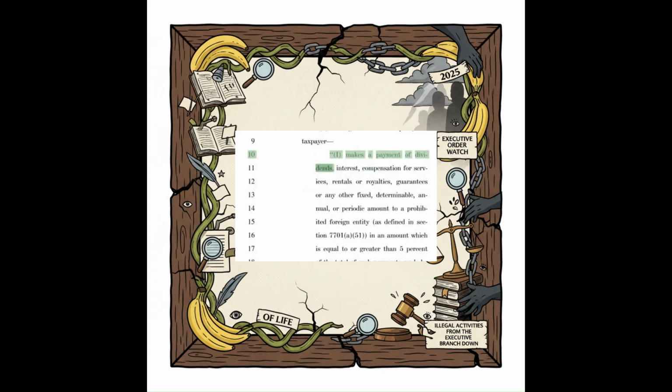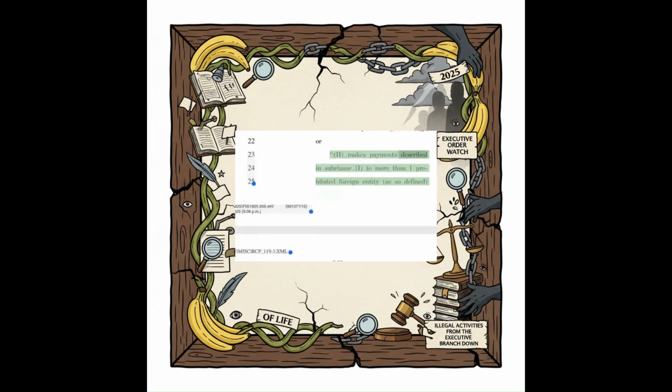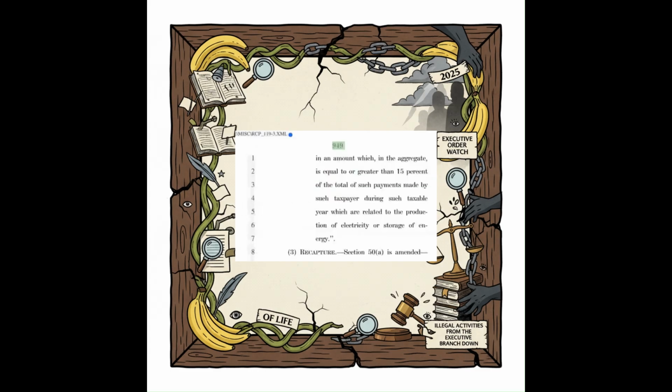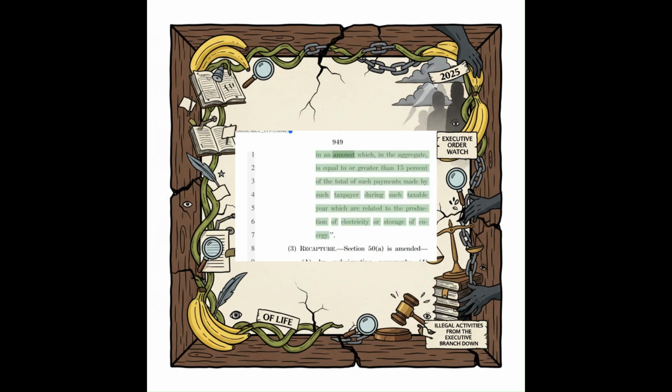during such taxable year, the taxpayer makes a payment of dividends, interest, compensation for services, rentals or royalties, guarantees or any other fixed, determinable, annual, or periodic amount to a prohibited foreign entity, in an amount which is equal to or greater than 5% of the total of such payments made by such taxpayer during such taxable year which are related to the production of electricity or storage of energy, or makes payments described in subclause to more than one prohibited foreign entity in an amount which, in the aggregate, is equal to or greater than 15% of the total of such payments made by such taxpayer during such taxable year, which are related to the production of electricity or storage of energy.